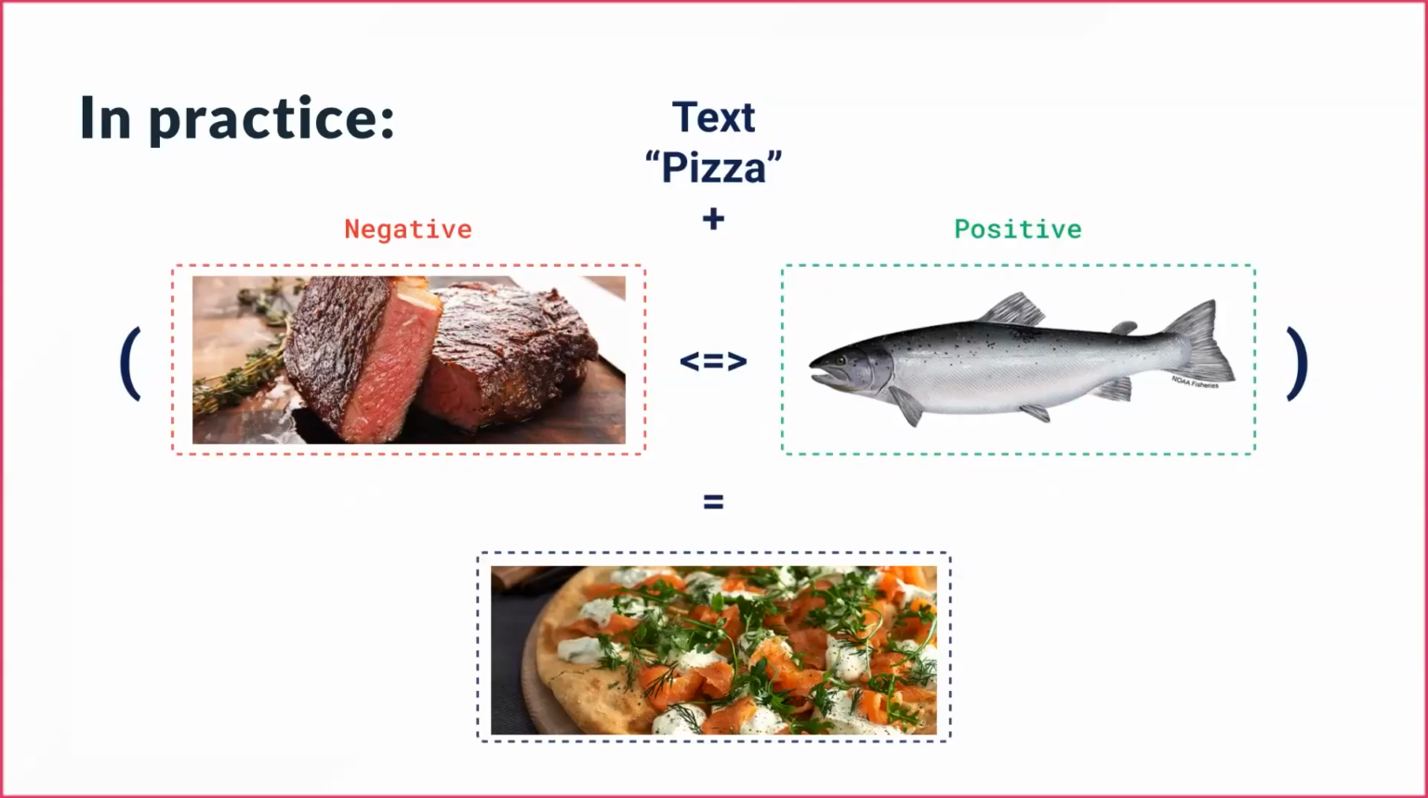So in Qdrant with discovery search, you can do the following. You can search for a pizza, but instead of just searching for pizza, you provide additional context to your search query. You say you want to consider meat as negative and fish as positive context. What you get as a result is those pizzas which are closer to fish than to meat. As a result, you will get salmon pizza.